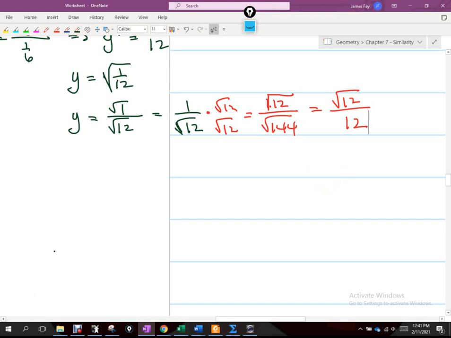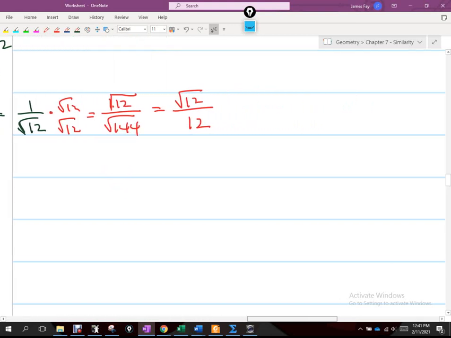Now, if I type that in, it's going to tell me I'm not simplified yet. Why am I not simplified yet? Radical 12 is the same thing as 2 radical 3, correct? So now I have 2 radical 3 divided by 12. Okay, now, still not fully simplified.